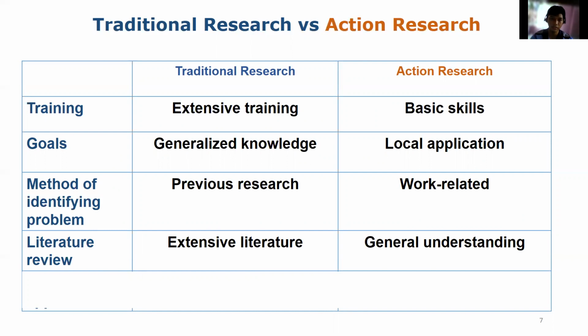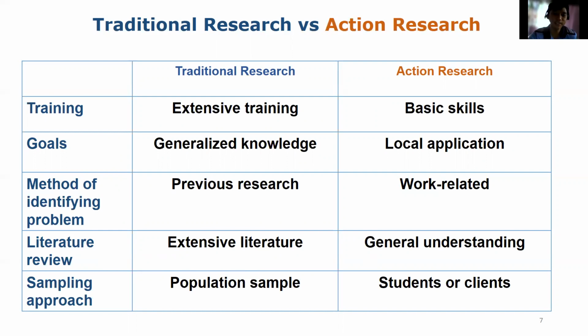For literature review, traditional research relies on extensive literature to support its claims, because really the goal of traditional research is to have generalized knowledge. That means you need to read a lot and to really try to figure out what others have already done so that you can contribute generalized knowledge for a lot of people. But all you really need to do action research is general understanding. So I guess this means that you don't have to cite as many studies as possible.